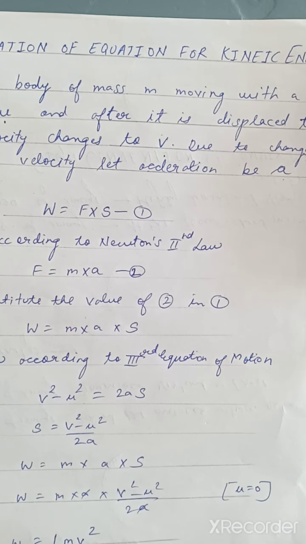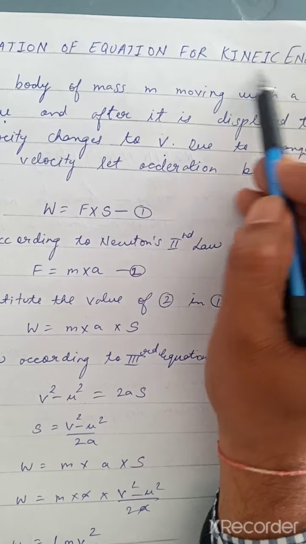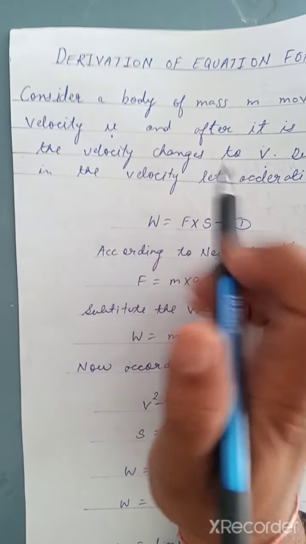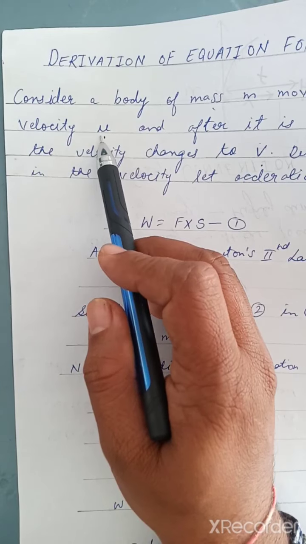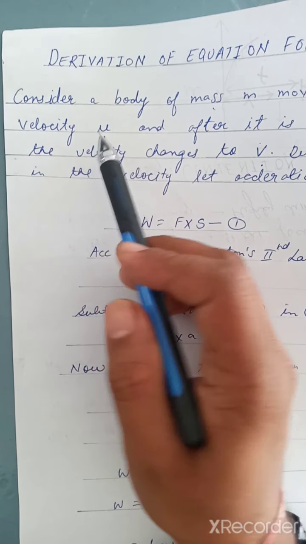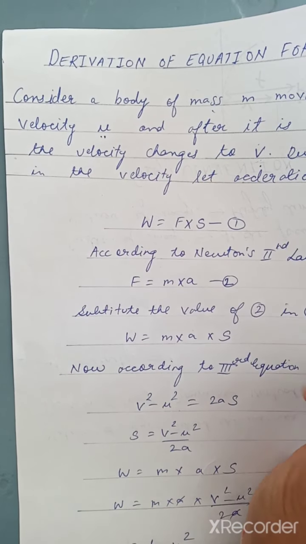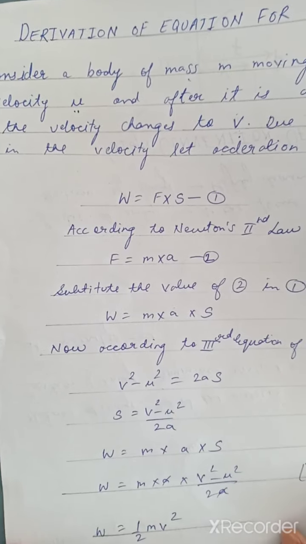Kinetic energy is the energy possessed by the object when it is in motion. So when the object is in motion, you can say that the object has kinetic energy. Consider a body of mass small m moving with velocity. Here the initial velocity is 0, and it is displaced, so the velocity changes to v, and the acceleration acquired is a. So today we are doing the derivation of the kinetic energy.